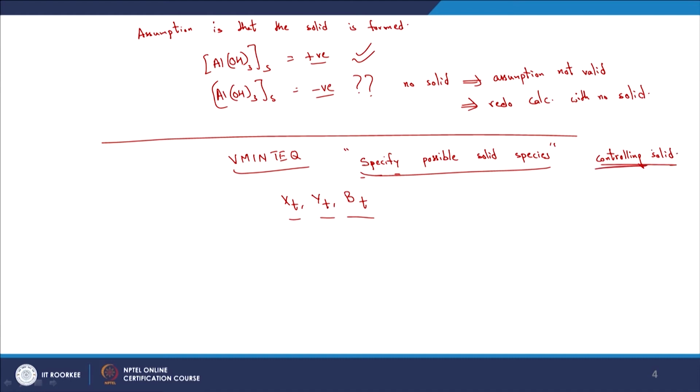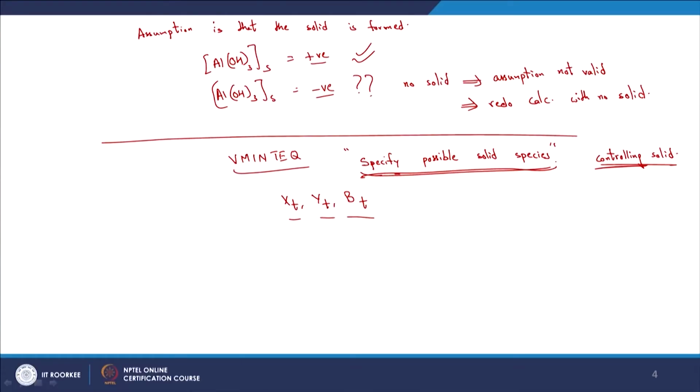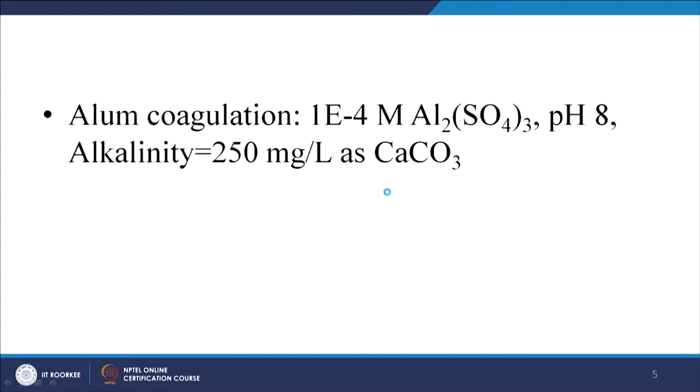And this is something we discussed in the previous classes too, yes. So I just plug this in, specify the possible solid species, right, and then go ahead with the solution, right. So I believe I have one or two examples here. First we will work it out with just the VMinTech, and then look at how to set up the equation to also solve it by hand.